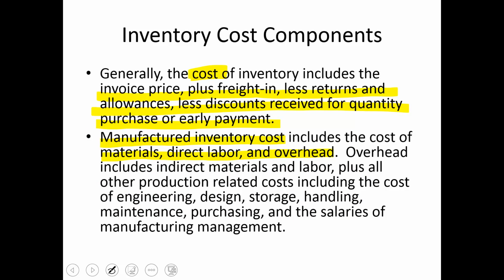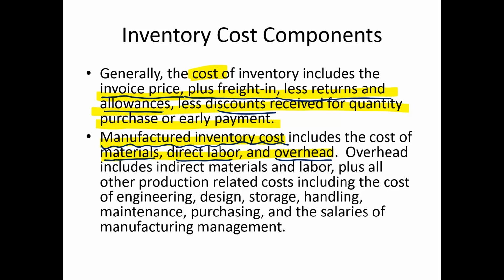Now, what do we include as cost? Cost includes the purchase price, your invoice price, plus any freight that you pay to get the inventory to you, less any returns, allowances, or discounts that you receive for quantity purchases or early payment. When we're talking about manufactured inventory cost, it includes the material costs, the labor costs, and overhead. And if you don't know what overhead is, here's a nice definition. It's basically all the other costs besides direct materials and direct labor that go into making the product that are directly traceable to the production process.